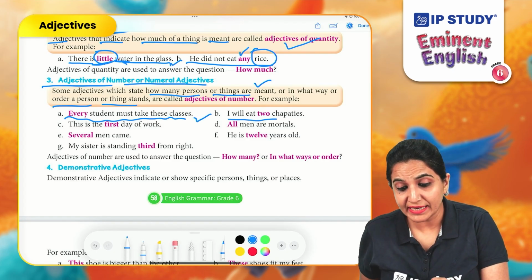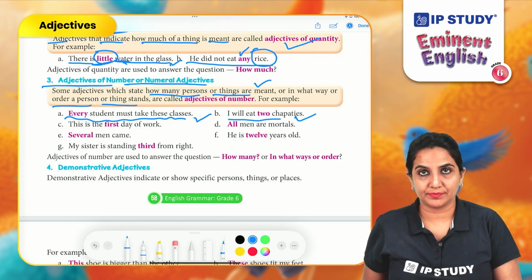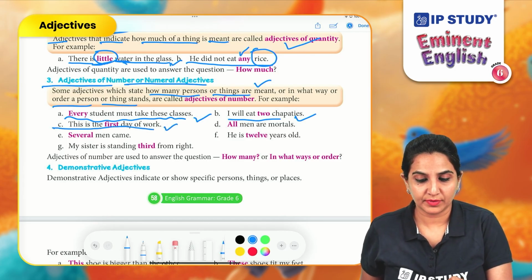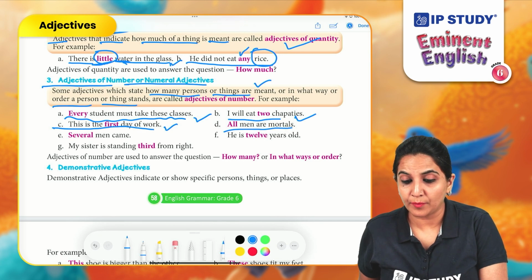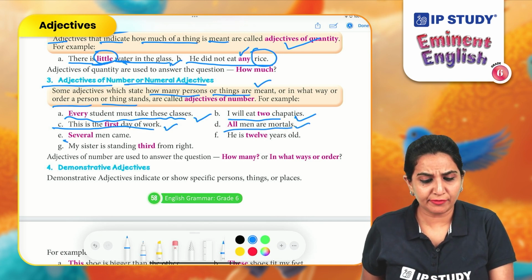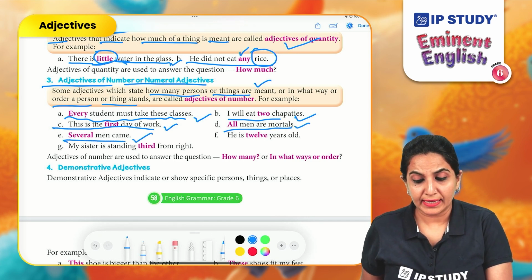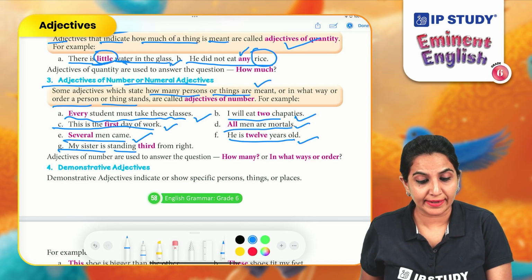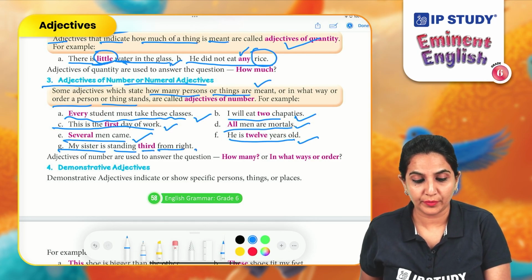I will eat 2 chapatis. This is the first day of work. All men are mortals. Several men came. He is 12 years old. My sister is standing third from right.